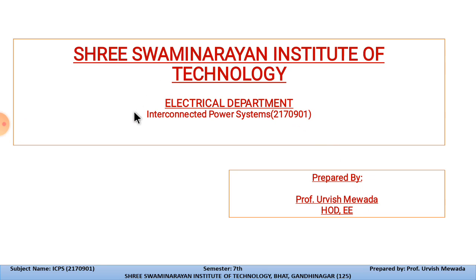I am the subject matter expert of Interconnected Power System, which is a 7th semester Electrical Engineering GTU subject, and the code of the subject is 2170901.